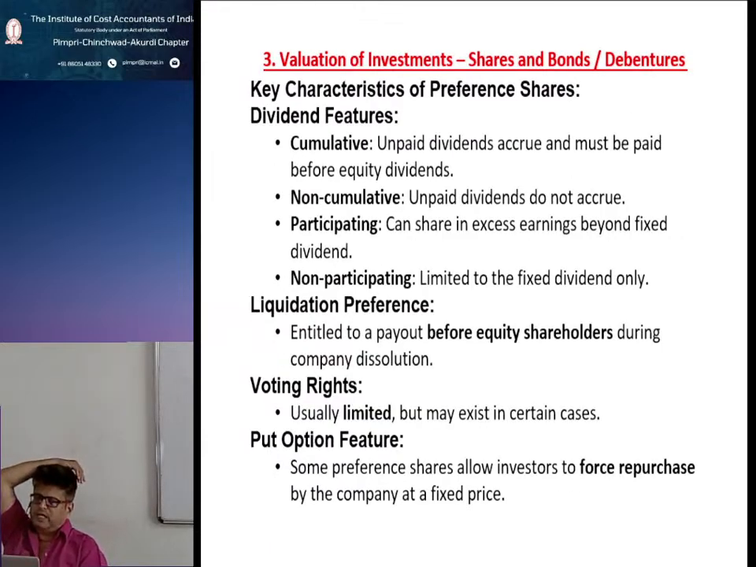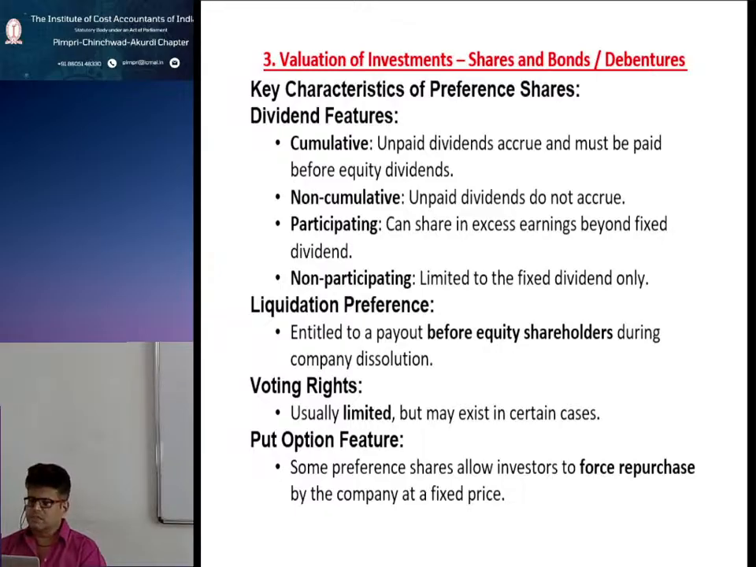Then we saw the key characteristics of preference shares. Dividend features include cumulative, which means unpaid dividends accrue and must be paid before equity dividends; non-cumulative, where unpaid dividends do not accrue; participating, which means they can share in excess earnings beyond the fixed dividend; and non-participating, which means limited to the fixed dividend only. Most of the time they are non-participating. Liquidation preference: entitled to payout before equity shareholders during company liquidation or dissolution. Voting rights are usually limited to the class of shares only, but may exist in certain cases.